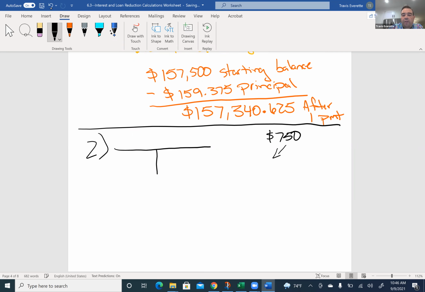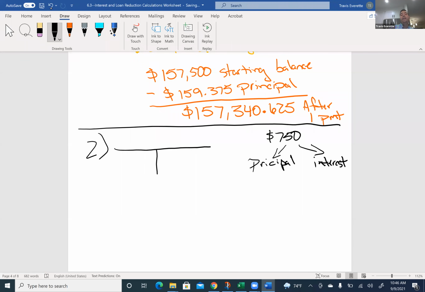But we do not know in payment number 2 how much of that is going toward principal and how much of that is going toward interest. Let me talk to you about why we don't know that. It changes every month. Even though the payment itself stays the same, how much of it is allocated toward interest and how much of it is allocated toward principal is going to change.